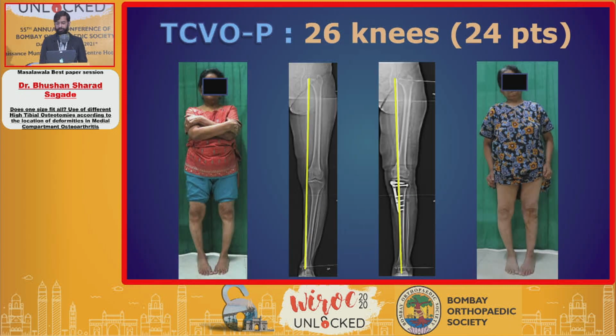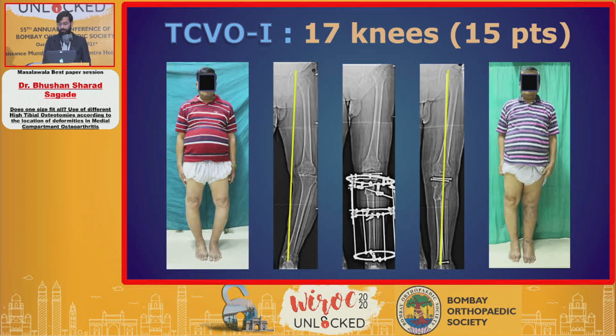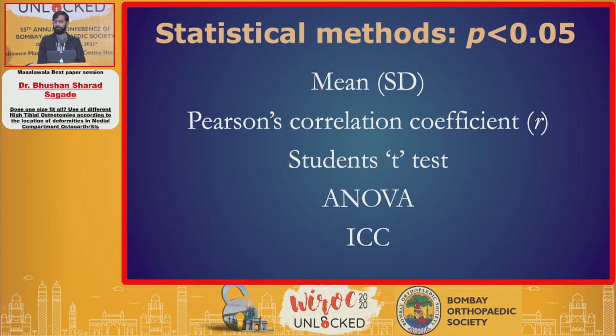The TCVO-P consisting of 26 knees, as in this lady with moderate varus and pagoda tibia due to a high condylar plateau angle. And TCVO-I consisting of 17 knees, as in this 58-year-old gentleman with severe varus, large CPA and JLCA, and a tibial intorsion. These were the statistical methods applied.